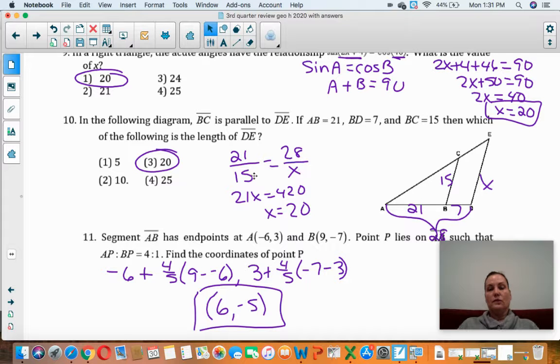I just cross multiplied here and I got 21x equals 420. I divide by 21 and I get x is 20.